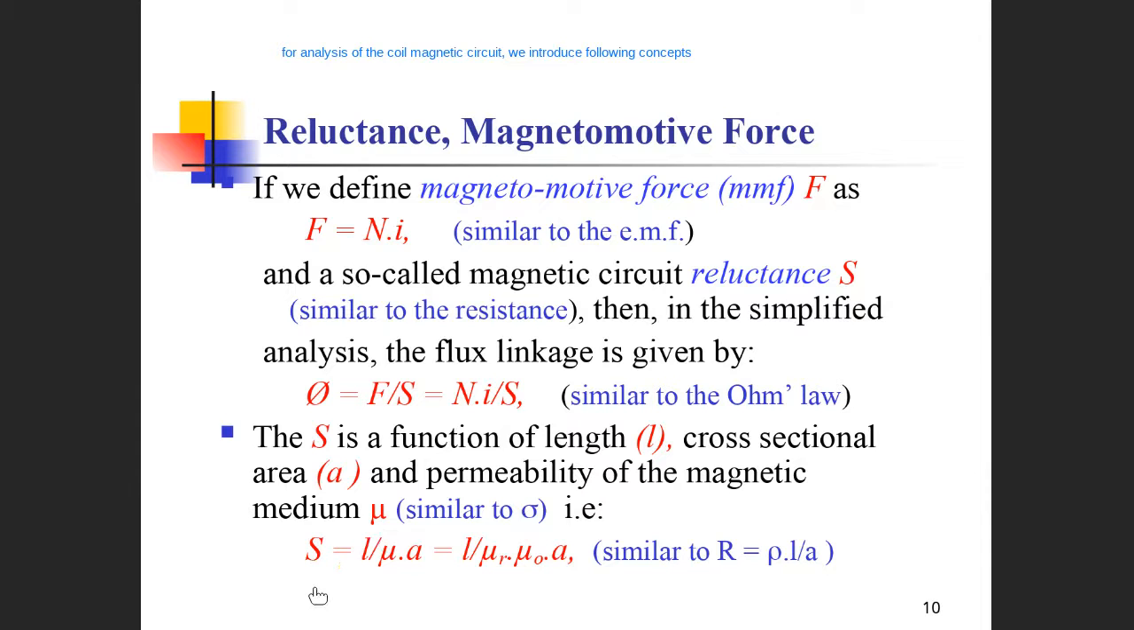Therefore, we have reluctance for a given coil that depends on the physical parameters of the coil material. L, the length of the coil. A, the cross-sectional area of the coil path, or we say the core material's cross-sectional area. And mu is the permeability of the core material in the coil.